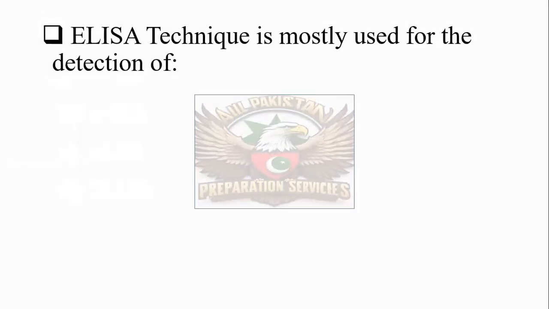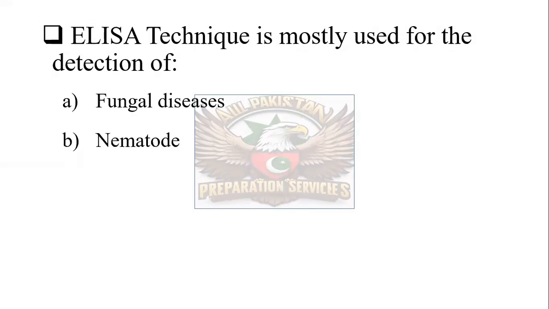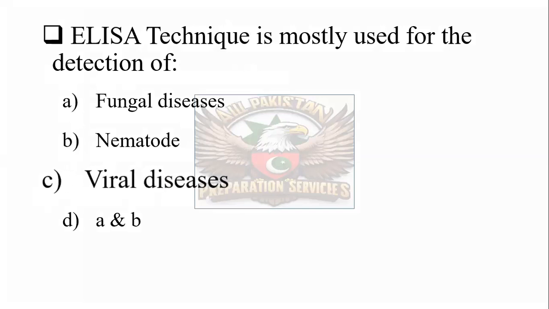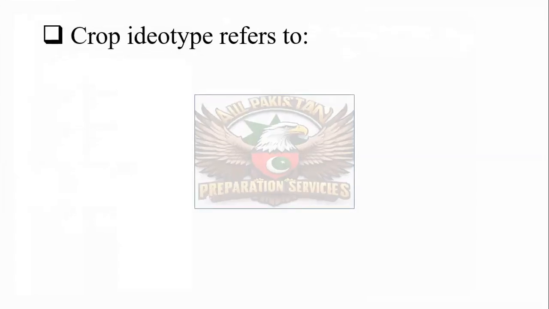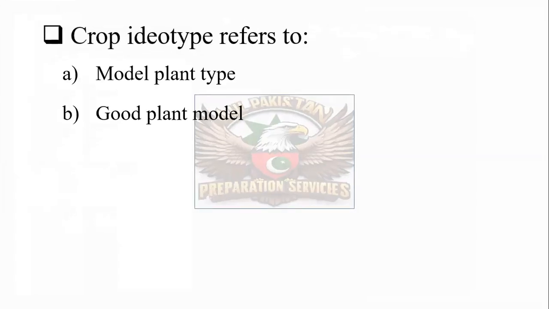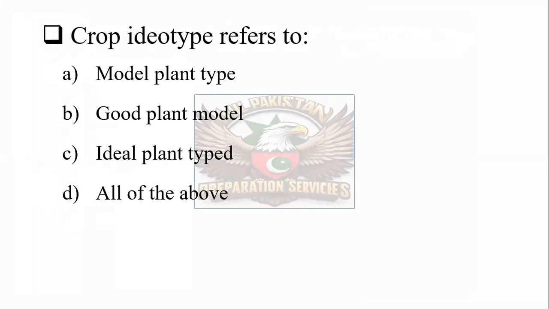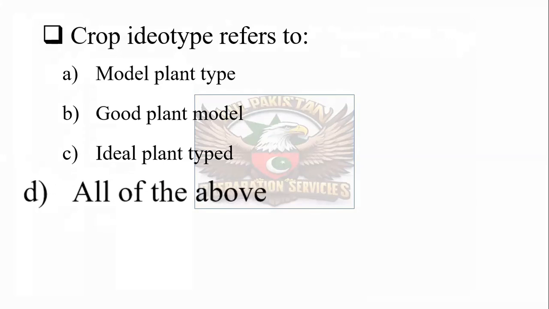Next question: the ELISA technique is mostly used for the detection of fungal diseases, nematodes, viral diseases, or A and B. The correct one is option C, viral diseases. ELISA technique is mostly used for the detection of viral diseases. Crop ideotype refers to model plant type, model plant, good plant model, ideal plant type, or all of the above. The correct one is all of the above. All these characters are present in a crop ideotype.